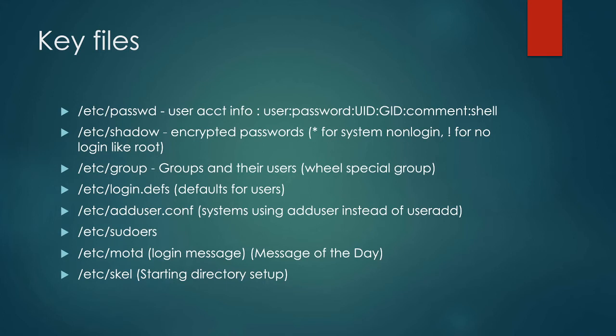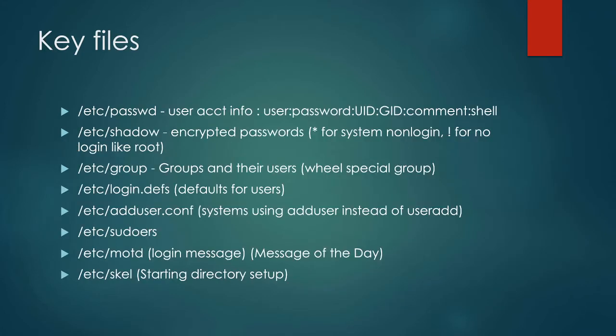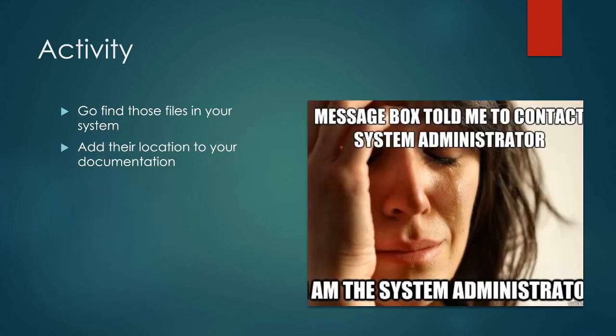Now, what you're looking at on the screen right now is some key files that I have pulled up, and we are going to do an activity for these key files. What I'd like you to do is go find those files in your system and add their location to your documentation. Now, I have given some examples of these files and where they live. In this particular case, all of these are living in /etc. I, however, make no promises about where things like the passwd account file with user info or the group file, which is going to list groups and users, actually live in your system. So for the activity, I want you to go find them. Feel free to pause me here and come back after you've done that.